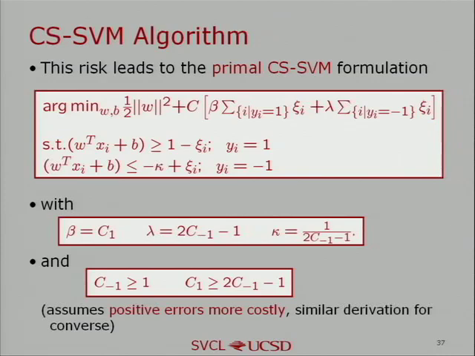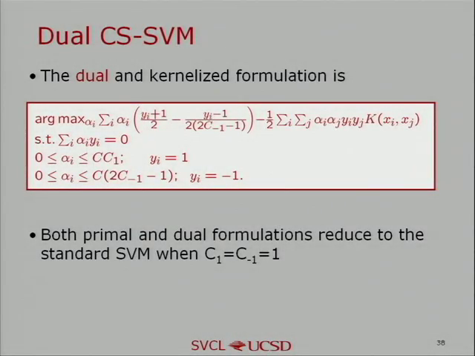And this is assuming that you're preferring the positive class. You can derive a similar primal formulation for the other class, which is a good check, right? Because if it doesn't return to the standard SVM when I set the cost equal to 1, I've probably done something wrong. But it does actually simplify to the standard SVM when you set the costs equal.